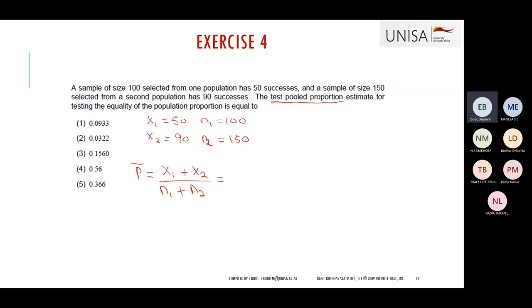Do you have the answer? 0.56. Okay. So you would have said 50 plus 90 divided by 100 plus 150, right? Yes. Which will give you 0.56, which is option four.